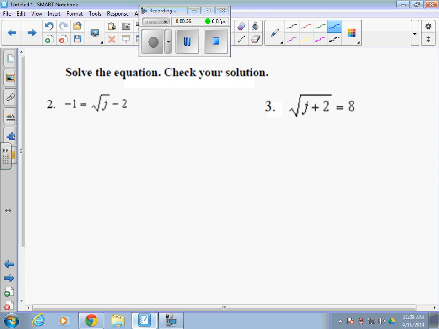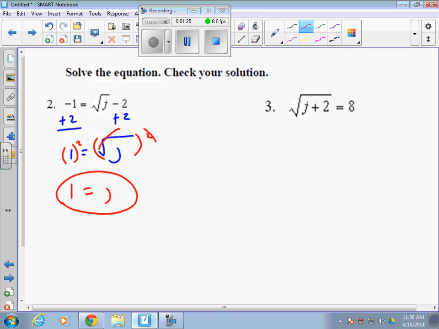Number 2 and number 3 are really similar problems. Negative 1 is equal to the square root of j minus 2. You work your order of operations backwards, meaning you undo minus 2 first in this case by adding 2. If you add it there, add it here. Negative 1 plus 2 is positive 1 equals the square root of j. Remember, in order to undo the square root of something, you got to square it. You square the right side, square the left side. 1 squared, it doesn't matter how many times you multiply 1 by itself, it's still going to be 1. This is going to get canceled out, so you got j's value at 1.